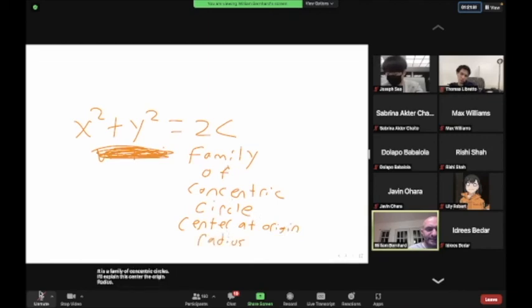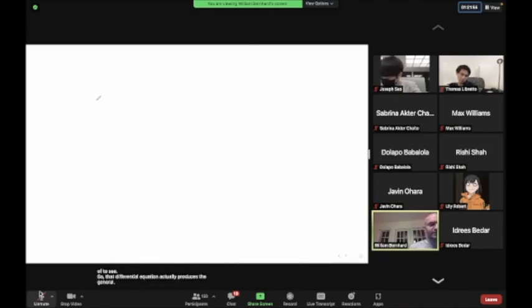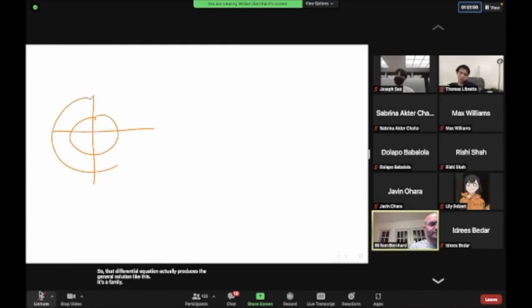Radius. Well, if you remember from high school, this is r squared. So the radius is equal to the square root of 2c. So that differential equation actually produces the general solution like this. It's a family of concentric circles.